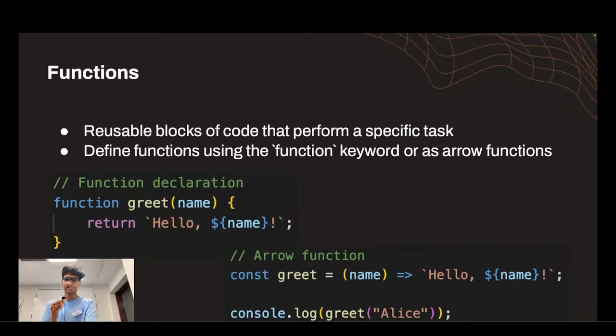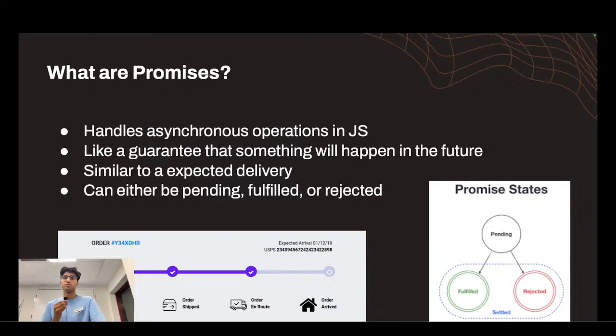So now moving on to promises. Promises are basically how JavaScript handles asynchronous operations. So this is basically things that you want to happen simultaneously. You can think of a promise like a guarantee that something will happen in the future, similar to an expected delivery. You order an item and then you expect it to be delivered to your house. Otherwise you might have problems. So hopefully it gets delivered.